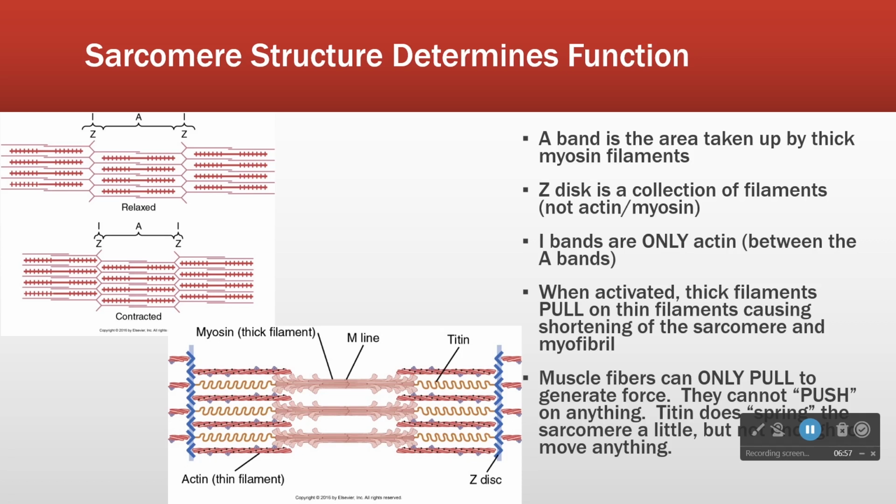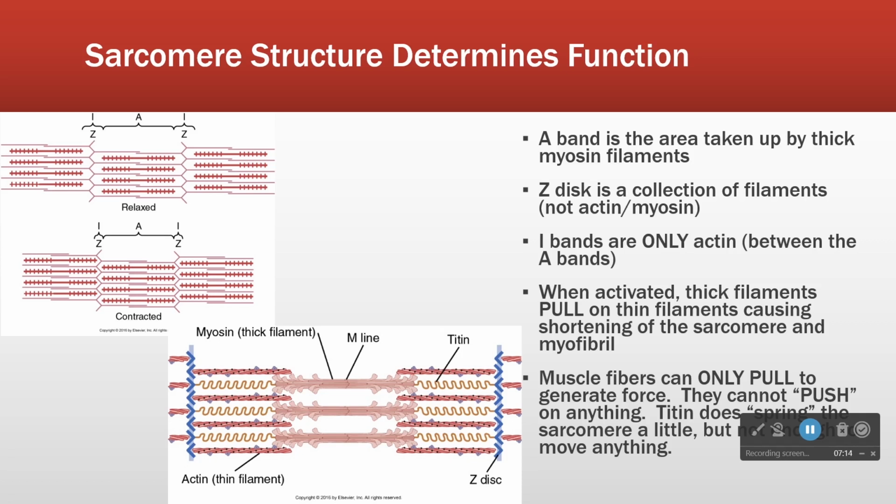So A bands, I bands, Z disc. The Z disc then is in the center of the I band. The Z disc binds the thin filaments together. The A band is made up of your thick filaments. All right, so why this structure?